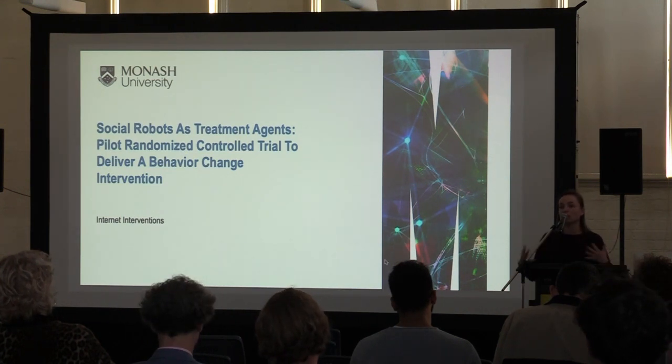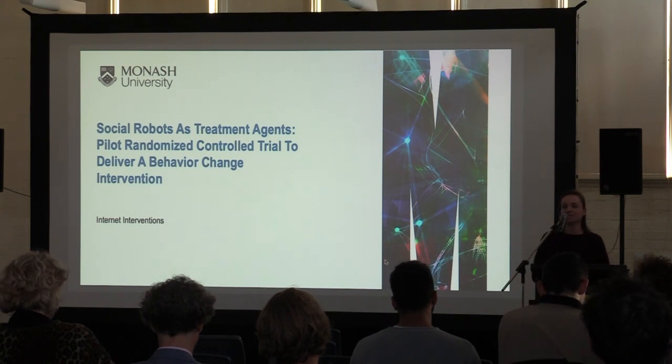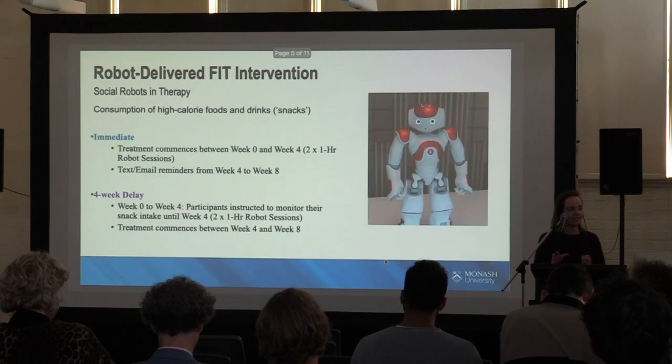Some people are just not getting access to any form of treatment, and could a robot be a good mid-step towards that before they're able to see a psychologist? So what we wanted to do is test this theory, and we used a social humanoid robot to do this.